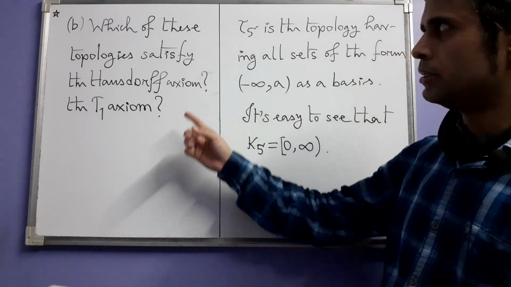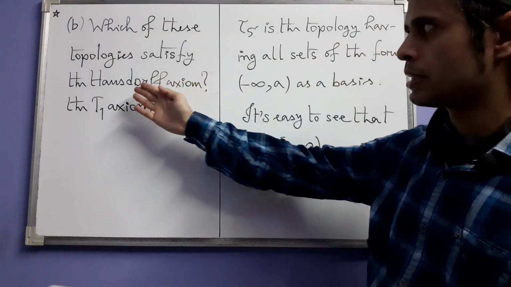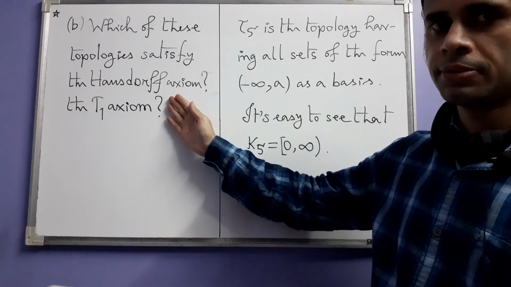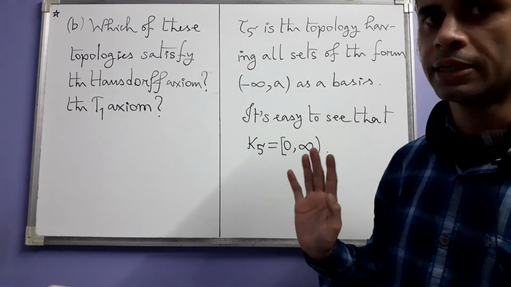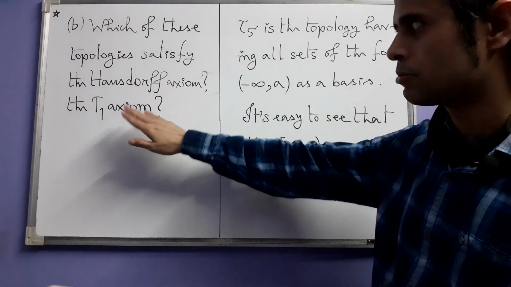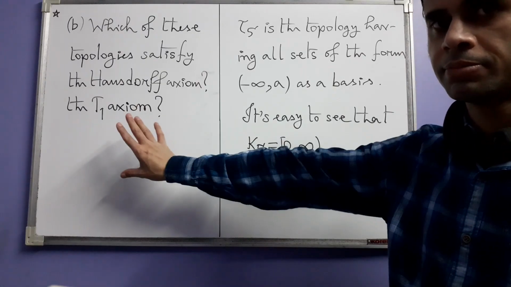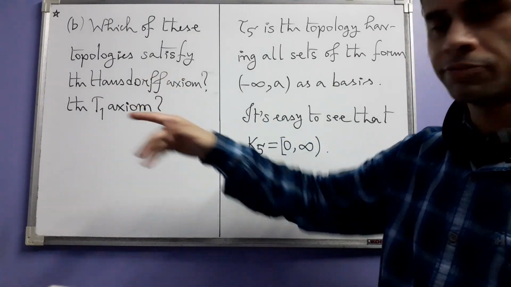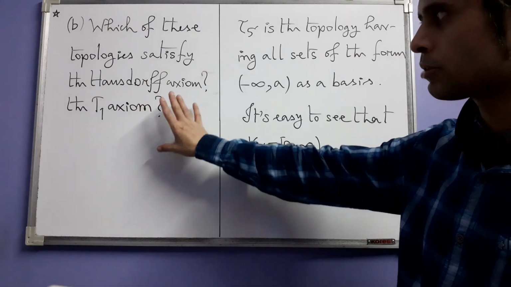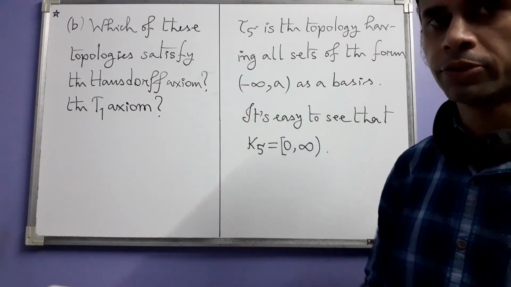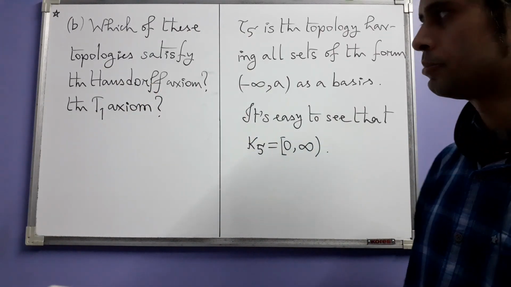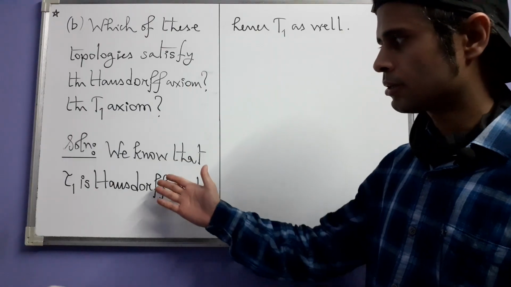And then part B, which of those topologies satisfy the Hausdorff axiom and also the T1 axiom. That means these two are different. Which one of them satisfies which one of these two? You may also encounter a topology satisfying both of them or none of them. We start the solution like this.